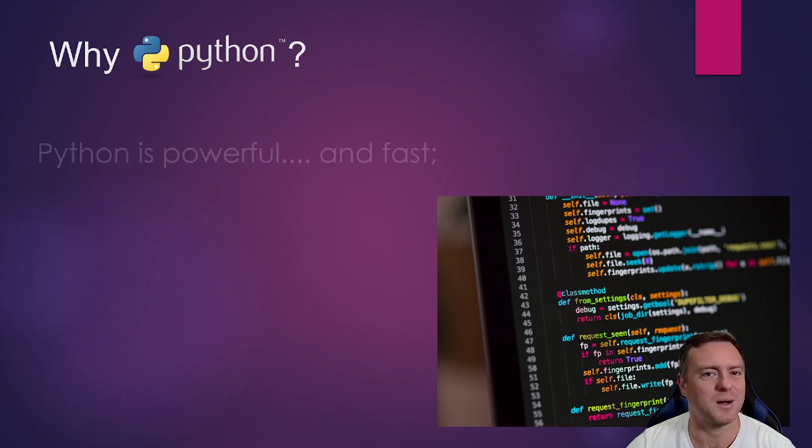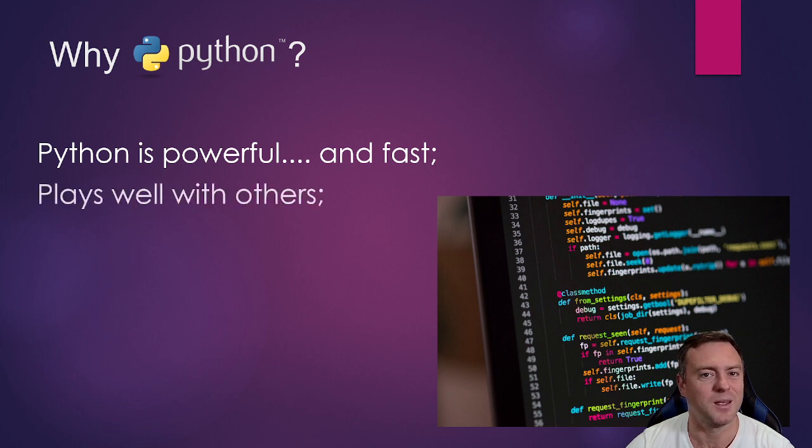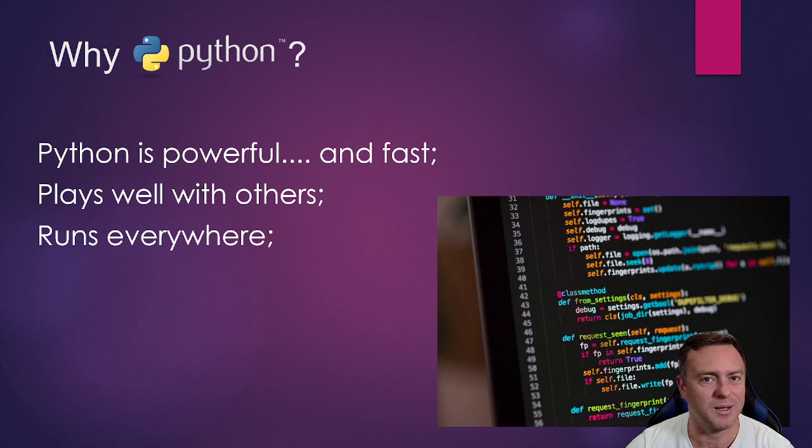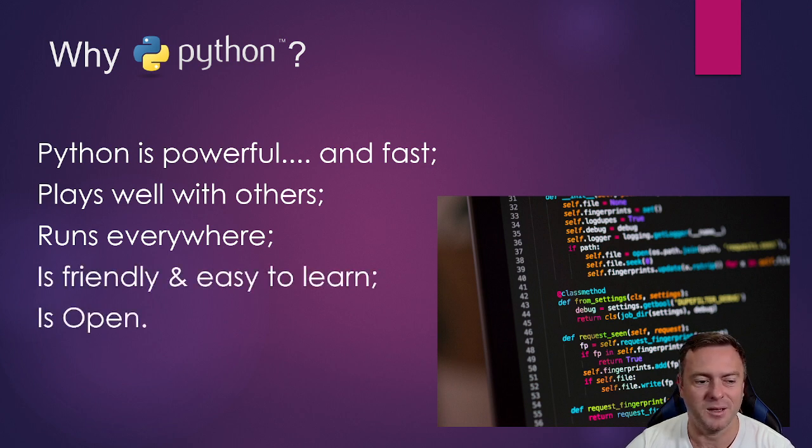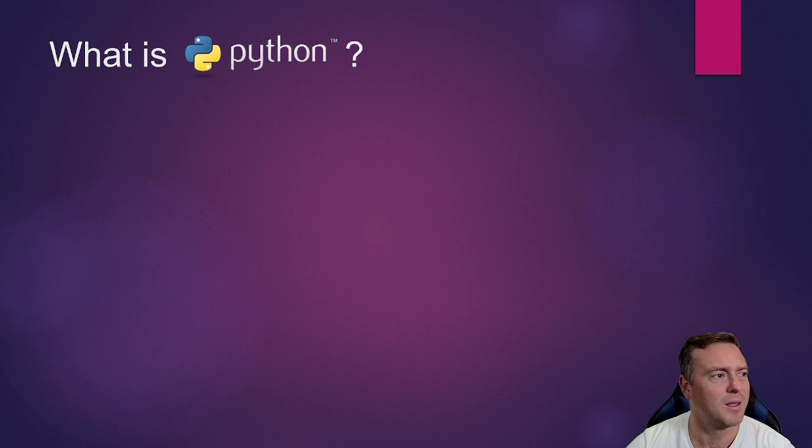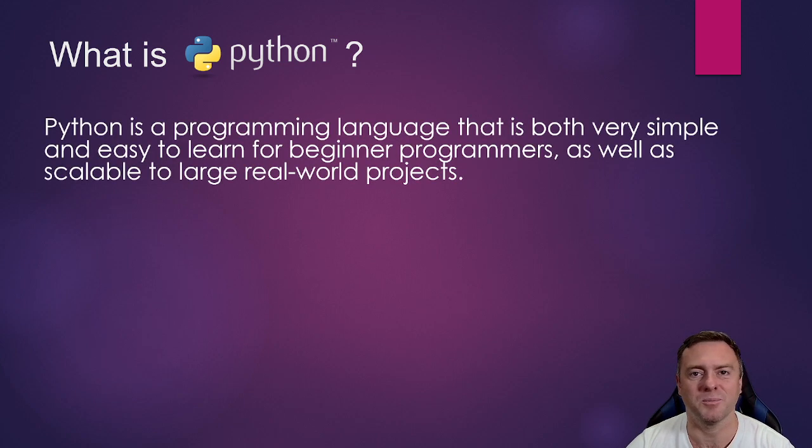So why did we choose Python as your first language? Well, it's super powerful and fast. It plays well with others if you're trying to interact. It runs everywhere, so any computer can run Python. Friendly and easy to learn. It's open source, so you don't have to pay for certain things. And it's really cool, in my opinion. So what is Python? Well, it's a programming language that is both simple and easy to learn for beginner programmers. And then it's also scalable to some very large real-world projects.